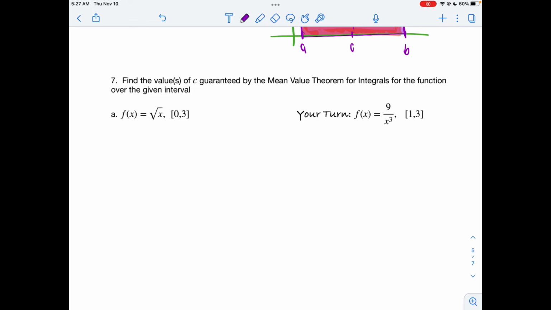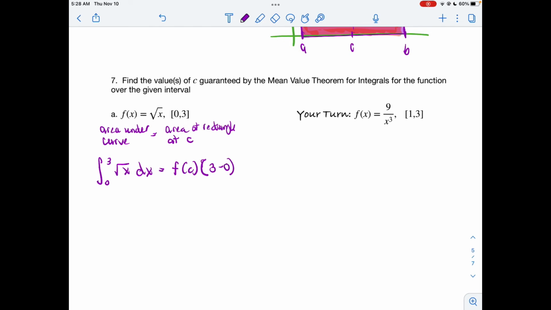Okay, find the value or values of c guaranteed by the mean value theorem for integrals for the function over the given interval. So for the function f of x equals the square root of x, over the interval from 0 to 3. Remember, mean value theorem, area under the curve equals area of that special rectangle at c. So the area under the curve is the integral from 0 to 3 of the square root of x dx, and that's equal to our function value at c times our b minus a, which is 3 minus 0 in this case.